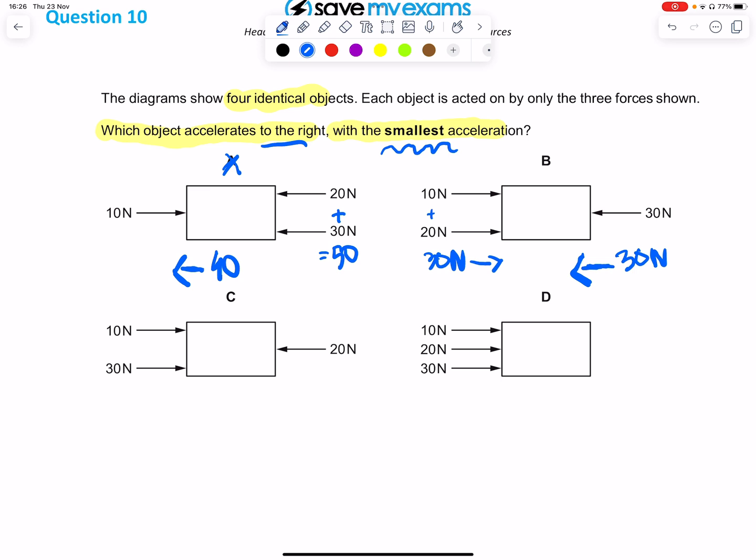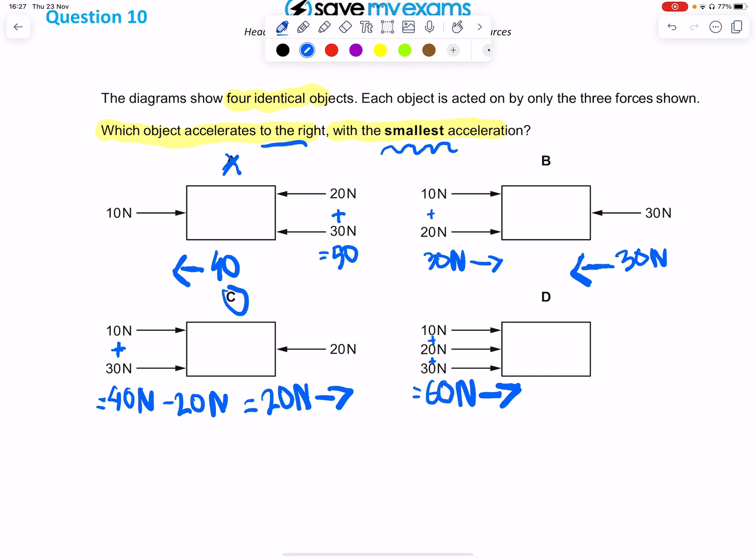So essentially, now you have to look at option C and D. In option C, when you add these two forces, you get an answer of 40 newtons, and when you subtract that from 20 newtons, you get a resultant force of 20 newtons towards the right. Now, option D, when you add all of these forces, 20 plus 10 is 30, 30 plus 30 is 60, you get an answer of 60 newtons towards the right. Now, as I said before, even before reading the question, I determined that there would be two objects which have a resultant force which is leading them towards the right. But the question asks us to find which object accelerates to the right with the smaller acceleration, which would be option C.